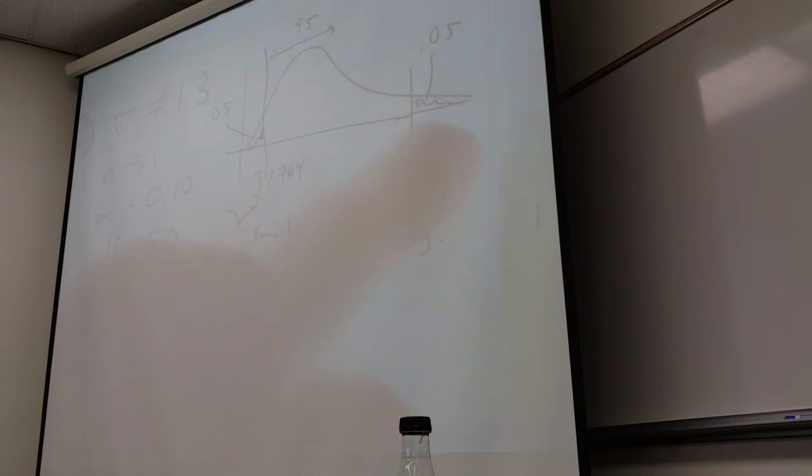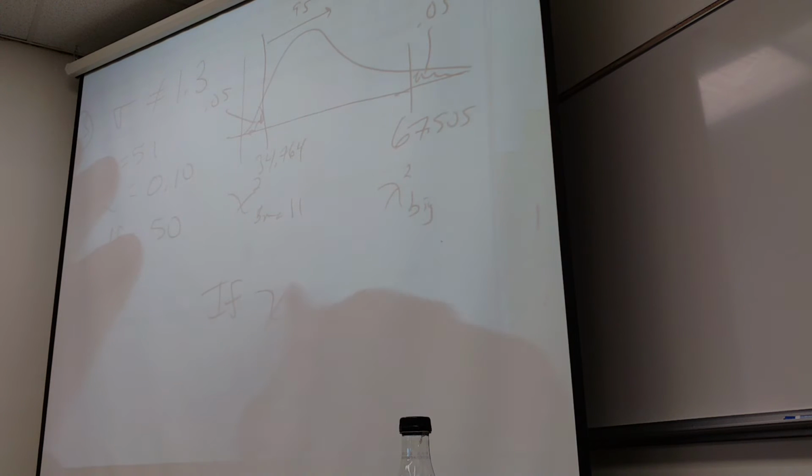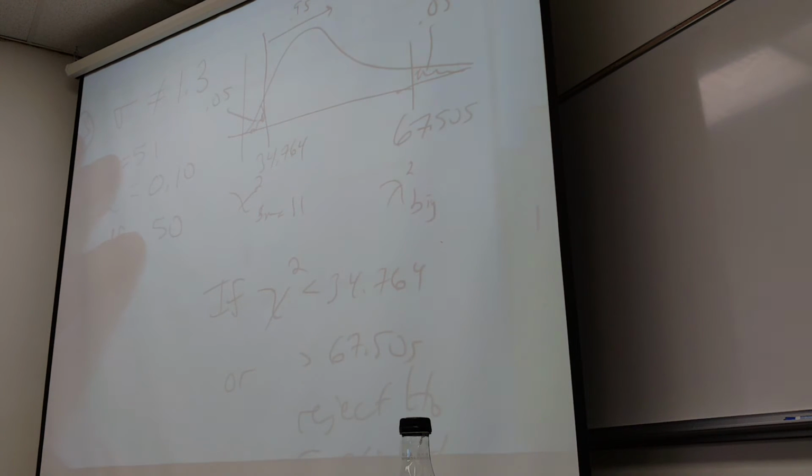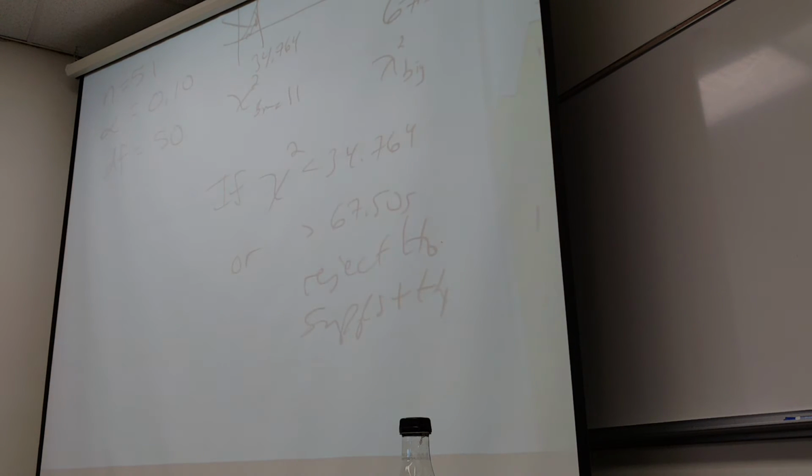So that's my full rejection region. How would I say that in words? Chi-square is less than 34. Reject the null, support the alternative, and so on. So this is step 3 in the huge hypothesis test step scheme.